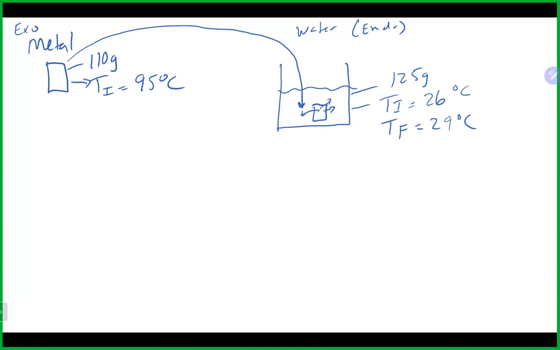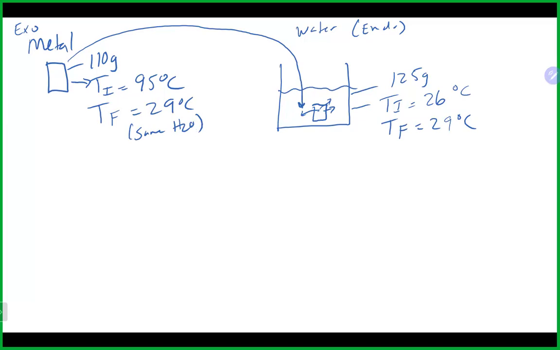So what happens in this situation is the metal will continue to lose all that heat. The water will pick up all that heat. The water's temperature will go up. The metal's temperature will go down, and because it's still sitting in there, you're not going to take it out, it's going to eventually reach the same temperature as the water. So we know the final temperature of the metal in this case will actually be 29 degrees, the same as the water.